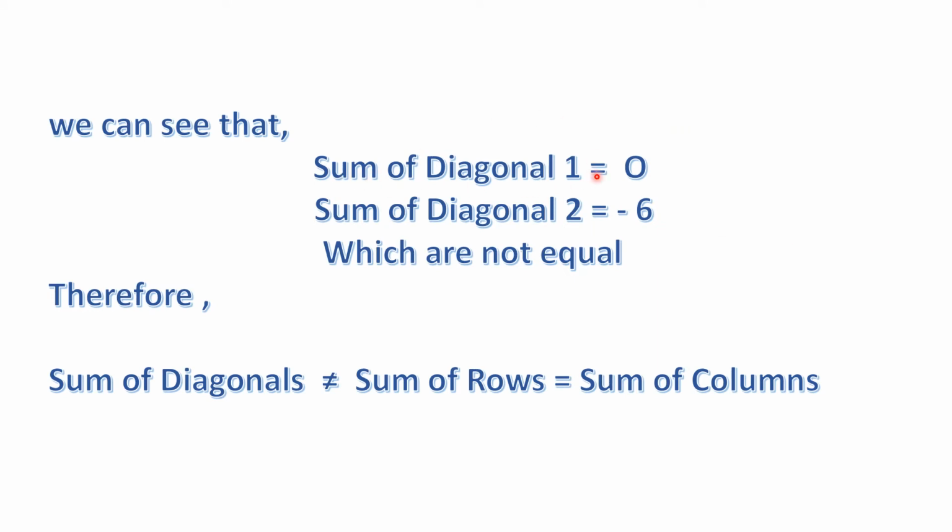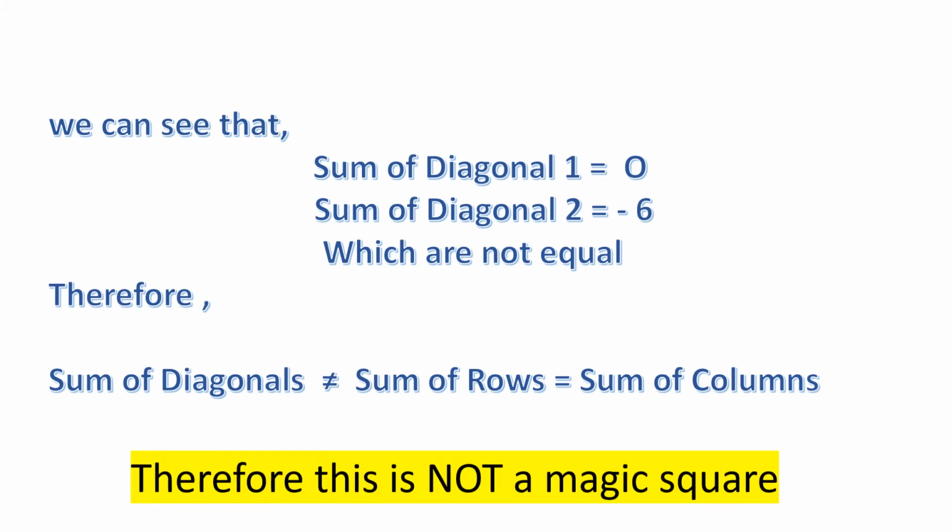So now we have got that the sum of diagonal 1 is 0 and the sum of diagonal 2 is minus 6, which are not equal. Therefore we can say that the sum of diagonals is not equal to the sum of rows, which equals the sum of columns. Rows and columns are equal, but the diagonals are not equal. Why? Because one is 0 and one is minus 6. So that means this is not a magic square, right? Which means we can conclude that this is not a magic square.